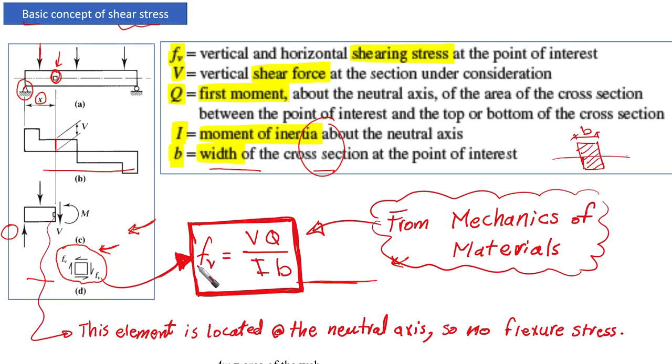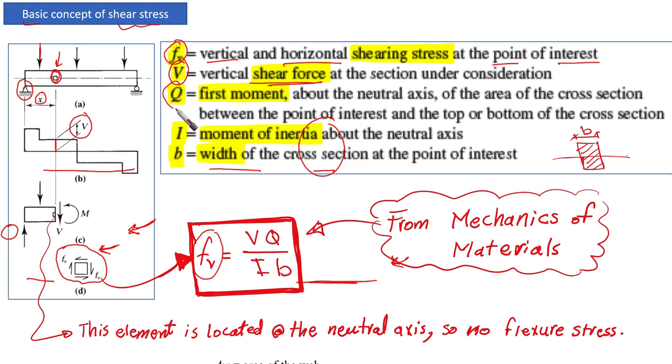From the basics of mechanics of materials, we can prove that the shear stress at this infinitesimal prism is going to equal this fraction: fv equals V times Q over I multiplied by b. First of all, what is the meaning of fv here? It's the vertical and horizontal shearing stress at the point of interest. In our case, we have vertical only, there is no horizontal. And V is the vertical shear force at the section under consideration, which we can obtain from the shear force diagram.